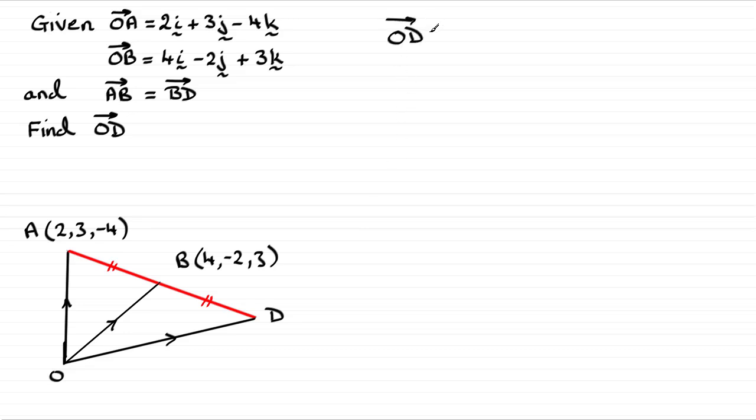If we're going to aim to get that vector OD, how can we get from O to D? Well, it can be OA plus 2 lots of AB. So if we just put that in, OA followed by 2 lots of AB. Now, when it comes to AB, standard result, it's going to be the same as OB minus OA.